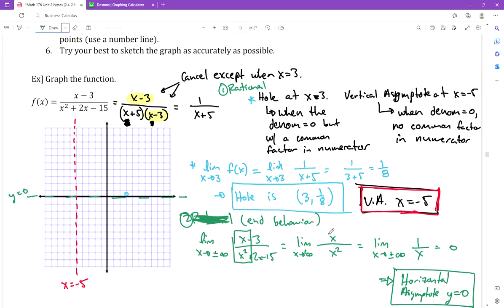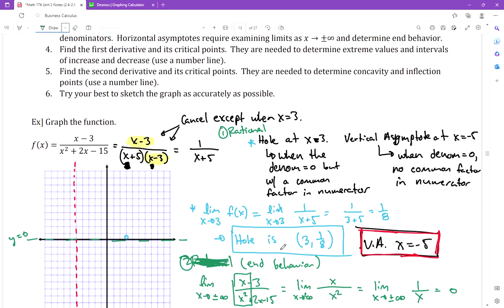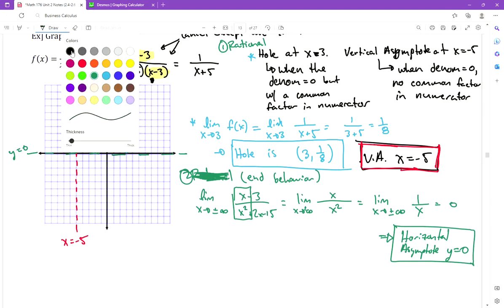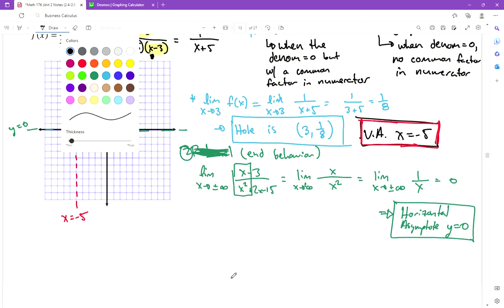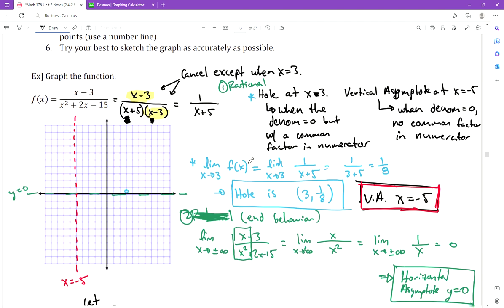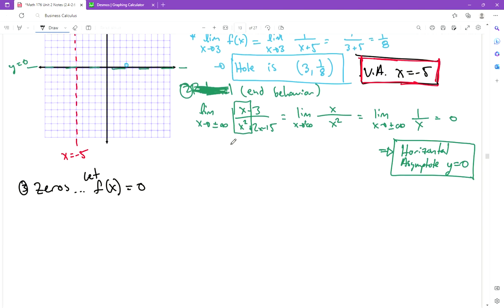All right, now let's get to the zeros. So the zeros, that's where the whole function is set equal to 0. So I'm going to say here's number 3, the zeros. That's where f of x, the whole thing, equals 0. Well, our original function was x minus 3 over x squared plus 2x minus 15. That's what we set to 0.